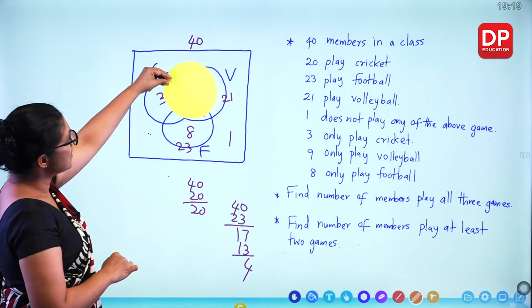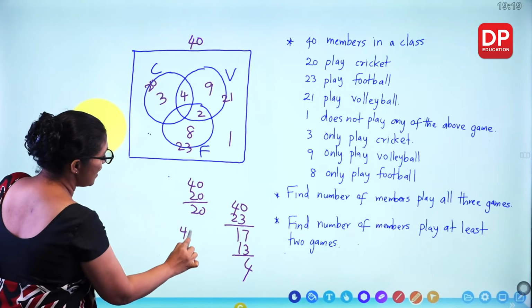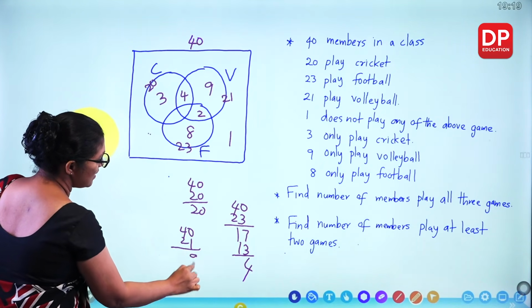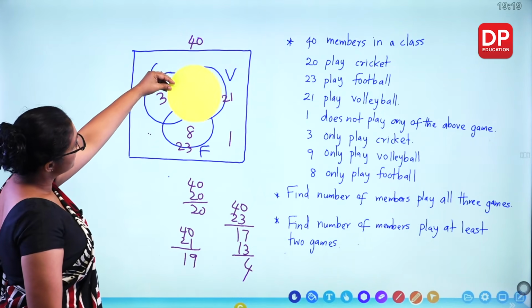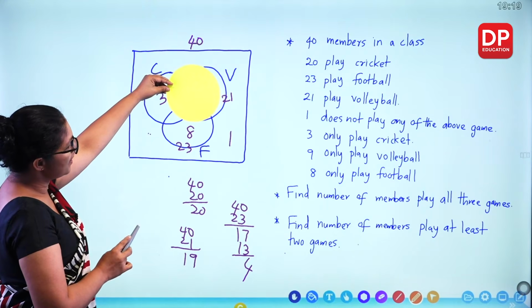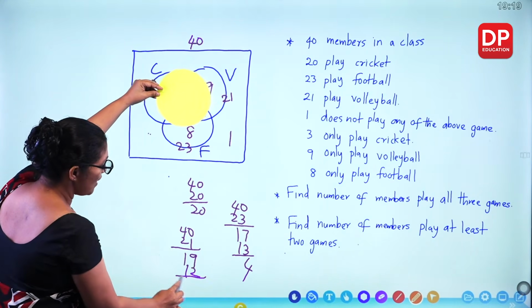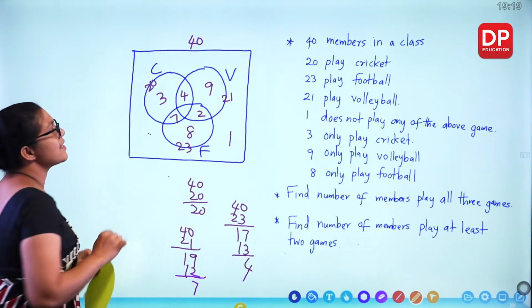Now cover up this circle. So what's that one? 21. 40 minus 21 is 19. So when you cover up this circle, 8 plus 3, 11. 11 plus 1 is 12. Subtract 12, you are getting 7. So this part is 7.